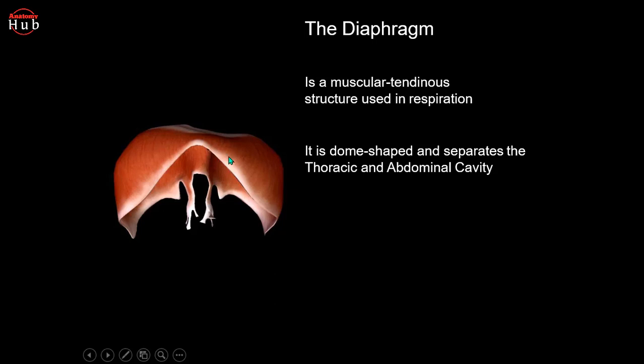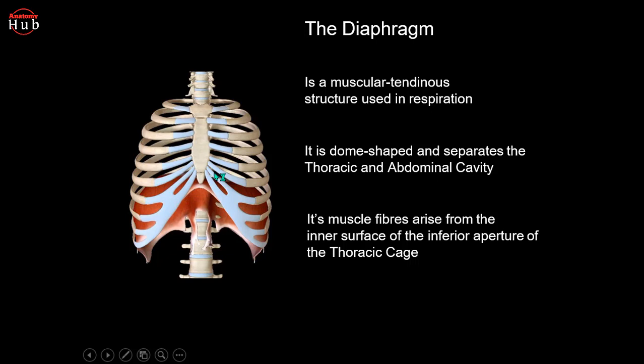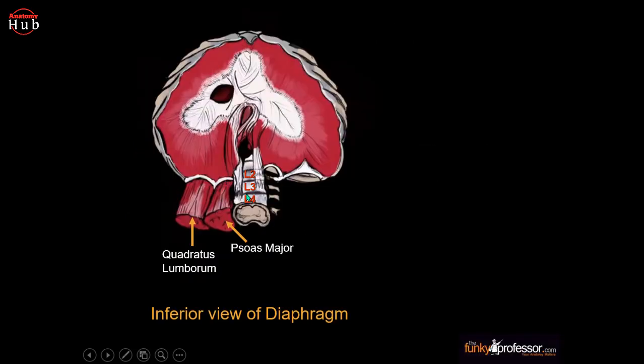Here you will see that the diaphragm arises from the lumbar vertebrae and the arcuate ligaments, the lateral arcuate ligament and medial arcuate ligament that we will see in a while, and it also arises from the inner surface of the costal cartilage of the ribs, that is from the 7th to 10th costal cartilage, and is attached directly to the 10th, 11th and 12th ribs also.